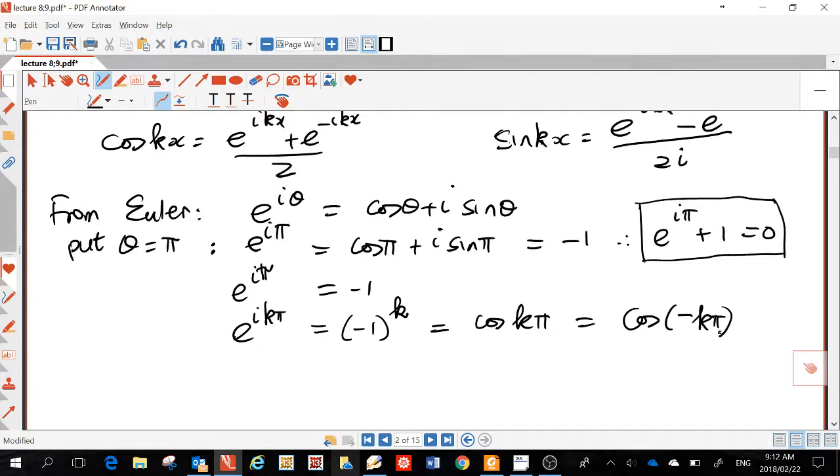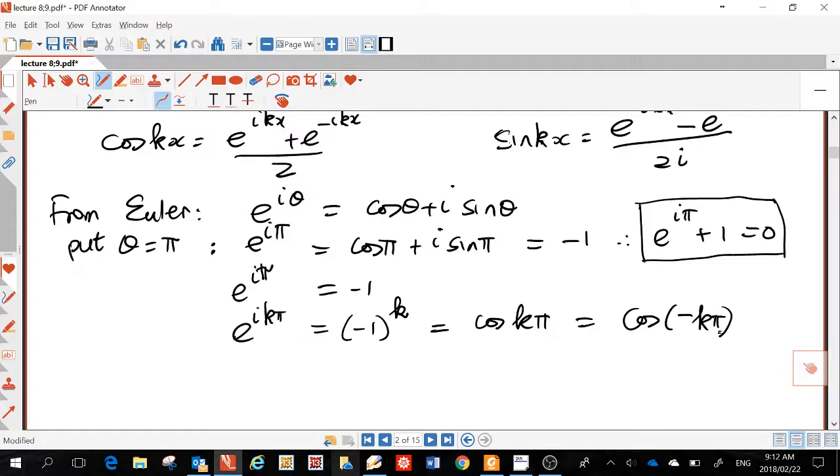And then you can start to talk about odd and even if you want. You only start to talk about odd and even if there's (-1)^k minus 1, because in one case it will be 0, in the other case it will be minus 2. You don't always talk about odd and even.